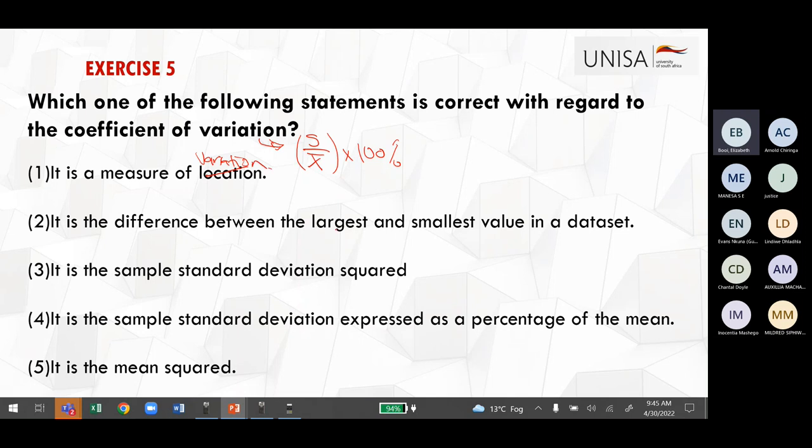Is it the difference between the largest and the smallest? This is the range definition. Is it the standard deviation squared? This is the sample variance. Why am I calling it variation? Sample variance. This is the sample variance. And is it mean squared? Nope, it is not mean squared.